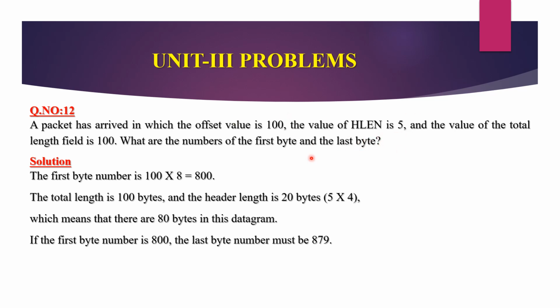As usual, the first byte number is 100 multiplied by 8, that is 800. The total length field is given as 100 bytes and the header length is 5 into 4, which is 20 bytes, which means that there are 80 bytes of data in this datagram. The first byte number is 800 and the last byte number is 879. Is it clear? We will go to the next problem.